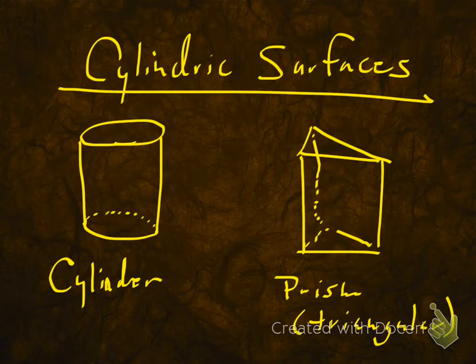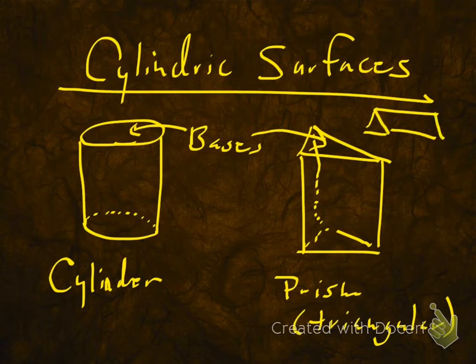Both of your bases are going to be in parallel planes, and the bases of the cylinder are circles, and the bases of the prism are going to be the triangles. By the way, bases does not mean anything about top and bottom. I could just as easily have drawn a prism laying on its side like this, kind of like a tent, okay? And the bases still would be the triangles. The bases are the sides that are not rectangles.